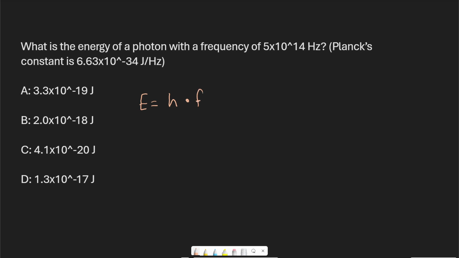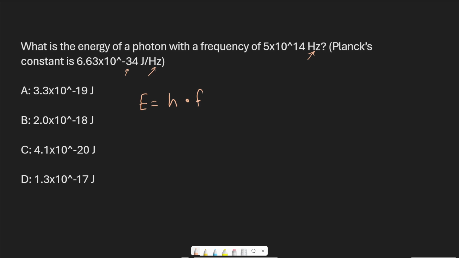And if you forgot the equation, then you should be able to derive it relatively easily, because this is going to cancel out this when we multiply, and we're just going to be left with joules, which is a unit of energy. I always find that the hardest part of these types of problems has nothing to do with the equation or the conceptual stuff. It's all just the exponents, because Planck's constant kind of sucks in terms of it's a very small number.